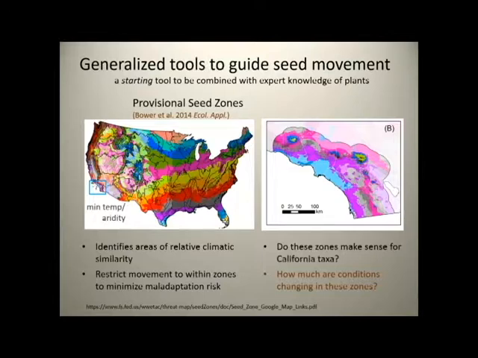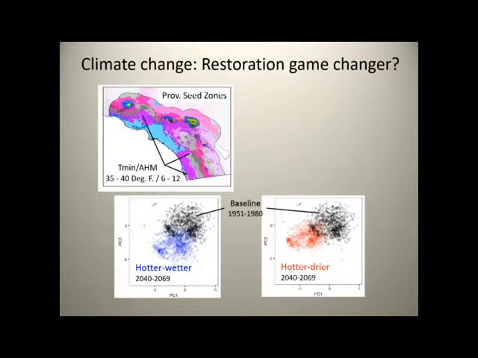Climate change, we think, is a restoration game changer. It's not really a question. We really have to think about it. Aaron just put this together to show how there are climatic shifts, just looking at two different climate change scenarios, where the black points in the graphs below in the principal components analysis show the baseline condition, compared to a mid-century projection, where a hotter, wetter environment is the blue, or a hotter, drier environment, the red.